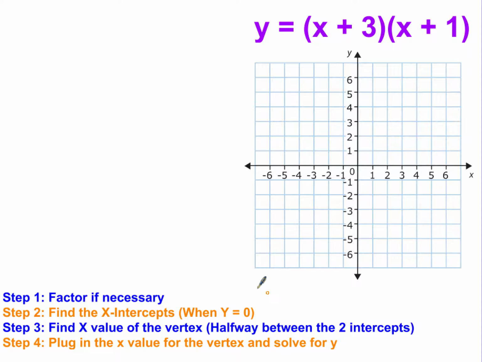So now I find the x-intercepts. The x-intercepts are when my y is 0. That's when this parabola is going to cross the x-axis. So what I can do is plug in 0 for y.